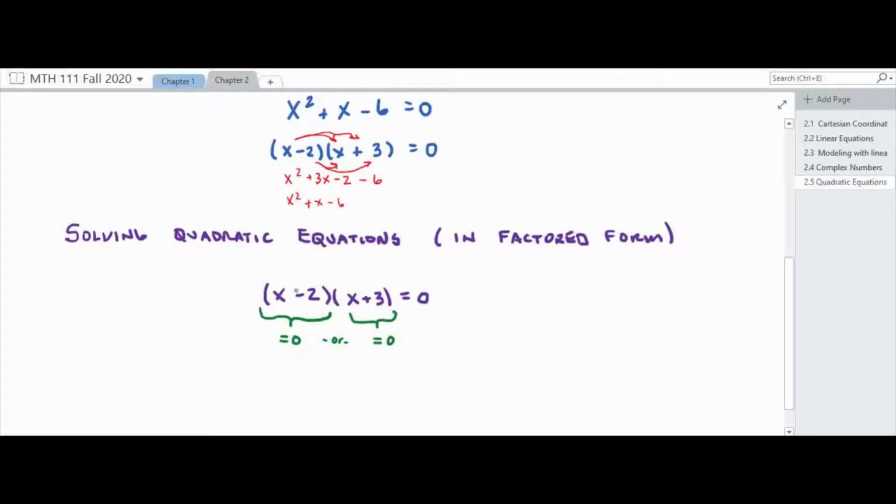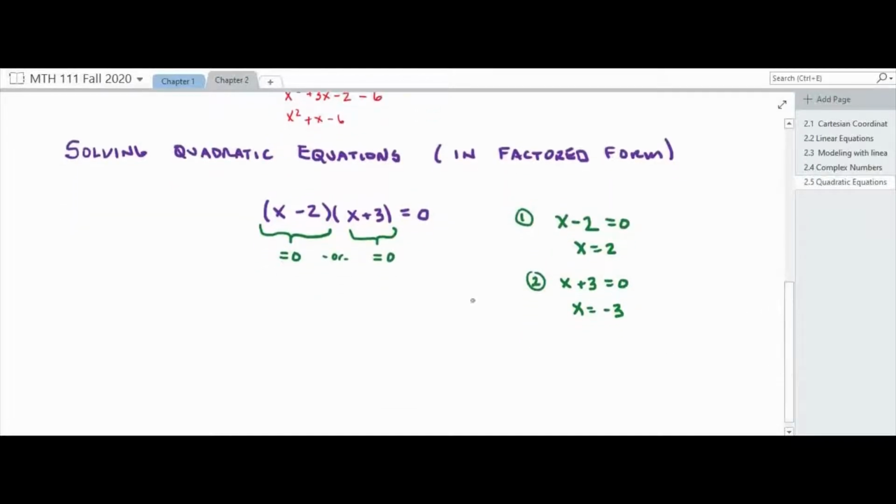So we can individually solve these, set them equal to 0 and solve them to determine what value of x will solve this equation. So, for example, first relationship is x minus 2 equals 0. So x equals 2. Second relationship to make this equation equal to 0 is x plus 3 equal to 0. So x equals minus 3. So solutions to this quadratic equation of x squared plus 1x minus 6 equal to 0 are x equals 2 and x equals minus 3.